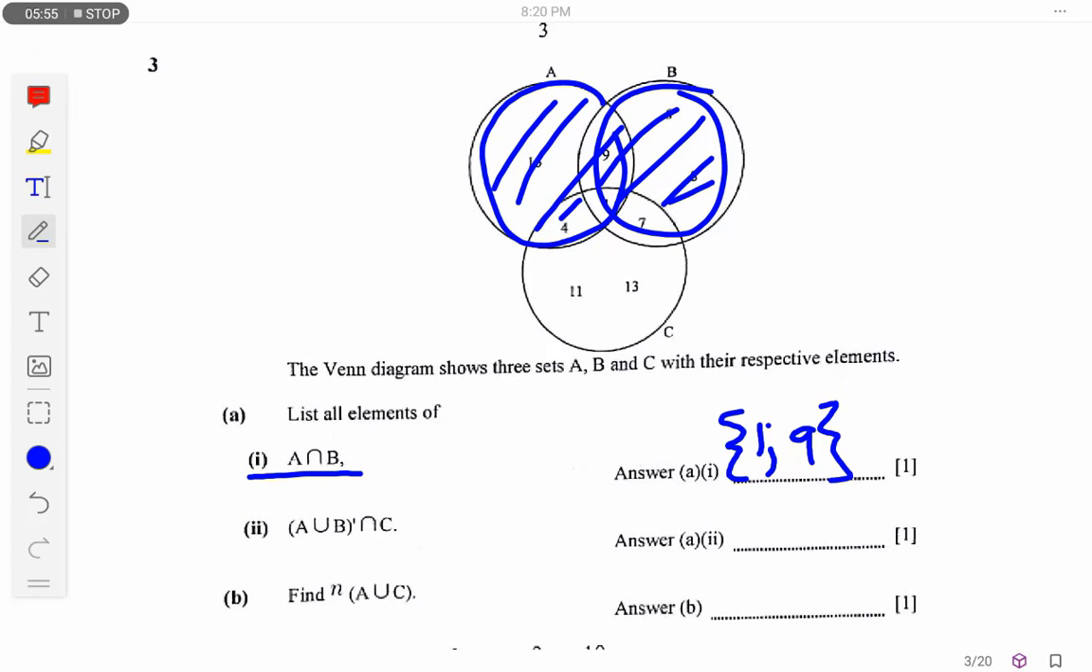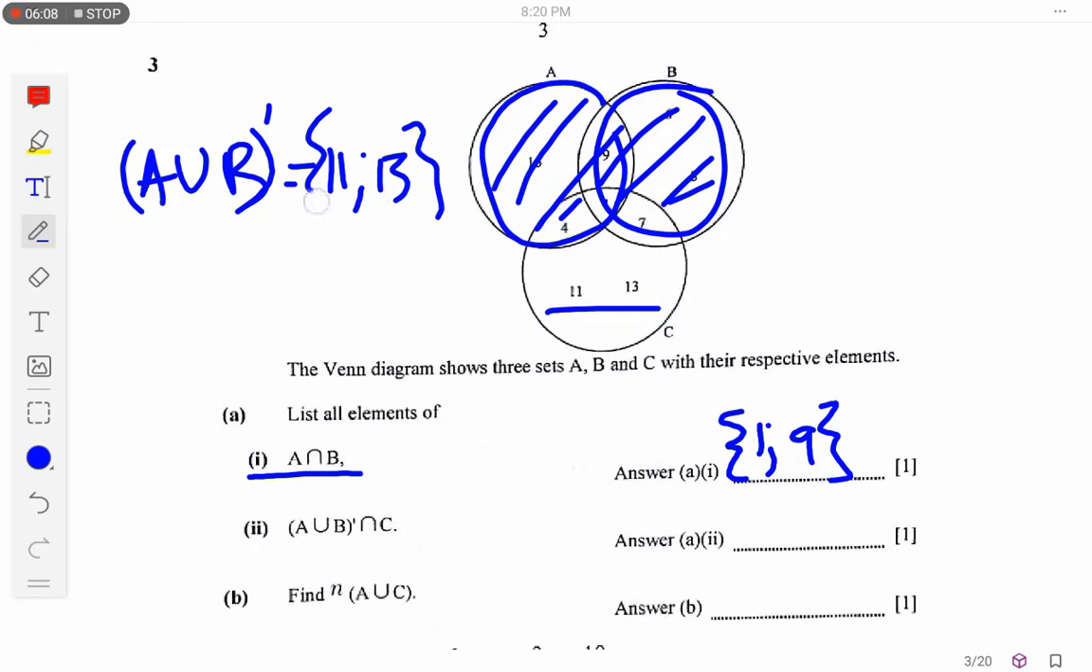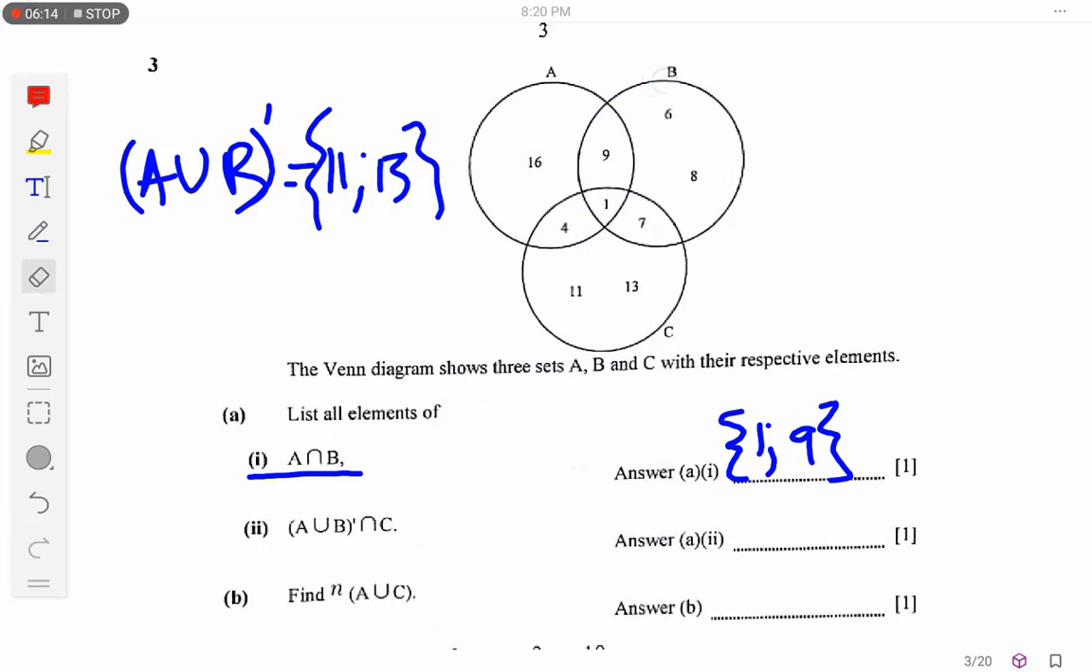You find out for A union B, and which is not in that, we have these two values there. We have got 11 and 13. Okay, so these are the values which are not in those. Okay, so then we are saying at the end, intersection C.